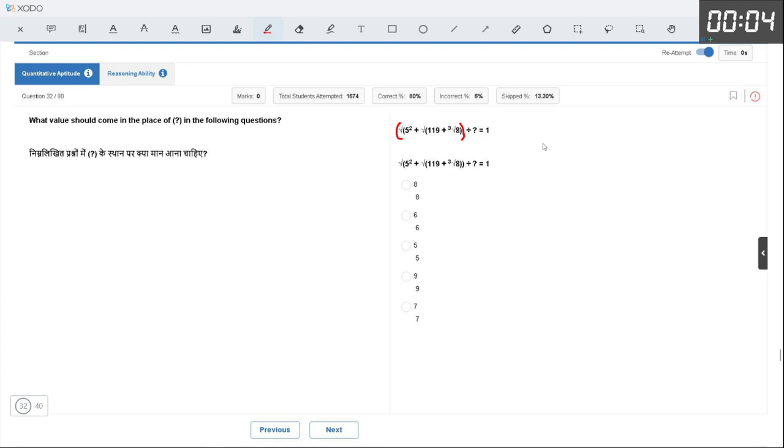So here, see, this is the question. 5 square is 25 plus 119, this is 2, 119 plus 2 is 121. Got it? 21, this is 25. Root of 121 is 11, so 36. Root 36 is 6, so the question mark should also get 6, then it will become 1. That's it.